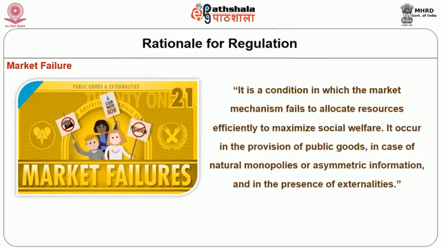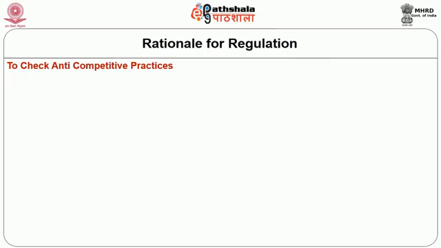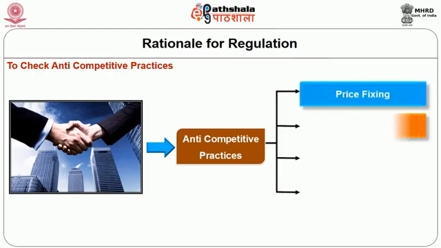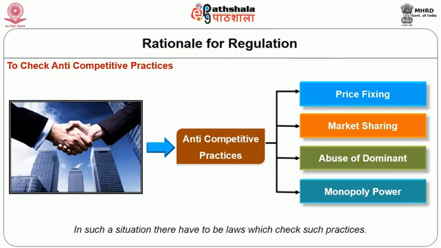Market failure is a condition in which the market mechanism fails to allocate resources efficiently to maximize social welfare. Market failures occur in the provision of public goods, in case of natural monopolies, or asymmetric information, and in the presence of externalities. In such a condition, a situation of monopoly occurs where one firm controls the entire market. It is in such a scenario that regulation is utilized to protect consumer interests. Next is to check anti-competitive practices. Firms may resort to anti-competitive practices such as price fixing, market sharing, or abuse of dominant monopoly power. In such a situation, there are laws which check such practices.